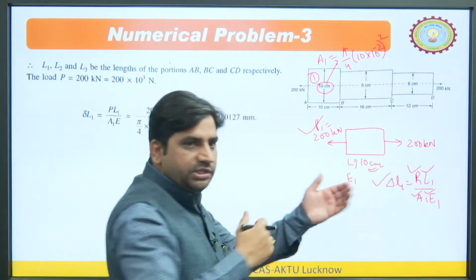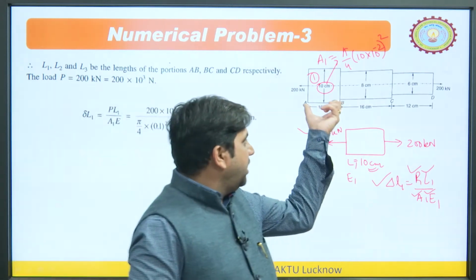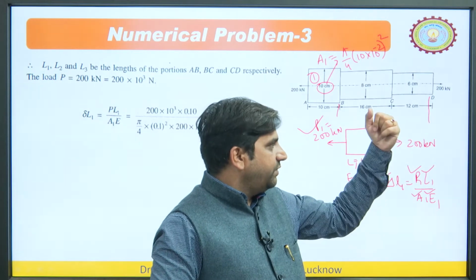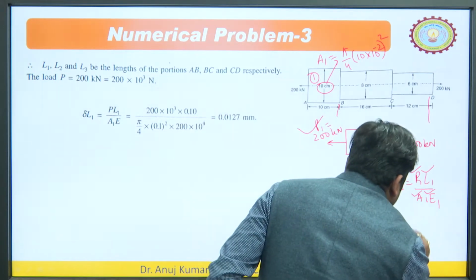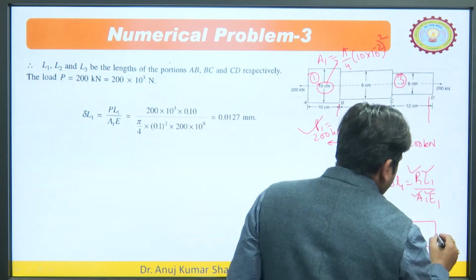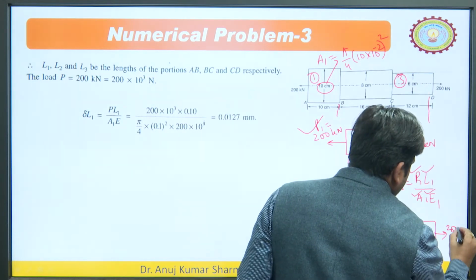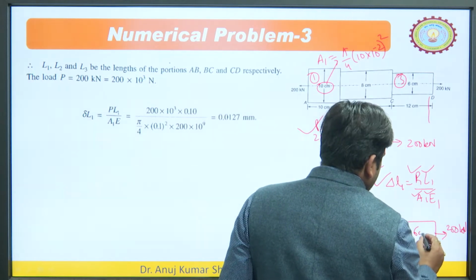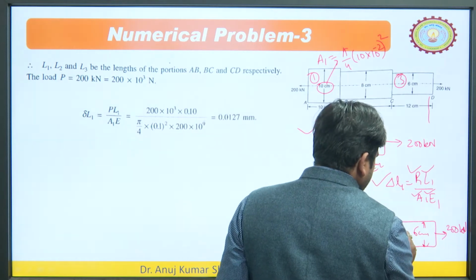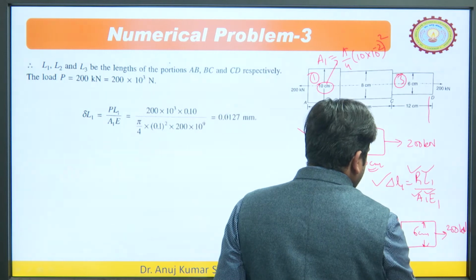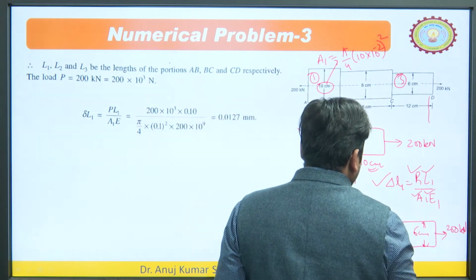So, just to solve these kind of problems, draw the free body diagram of first block, then draw the free body diagram of the last block first. So, let us say draw this, the third. So, it means 200 kilonewton is given, it is 6 centimeter diameter, you can calculate the area, again it is 200. So, it means P3 is equal to 200.